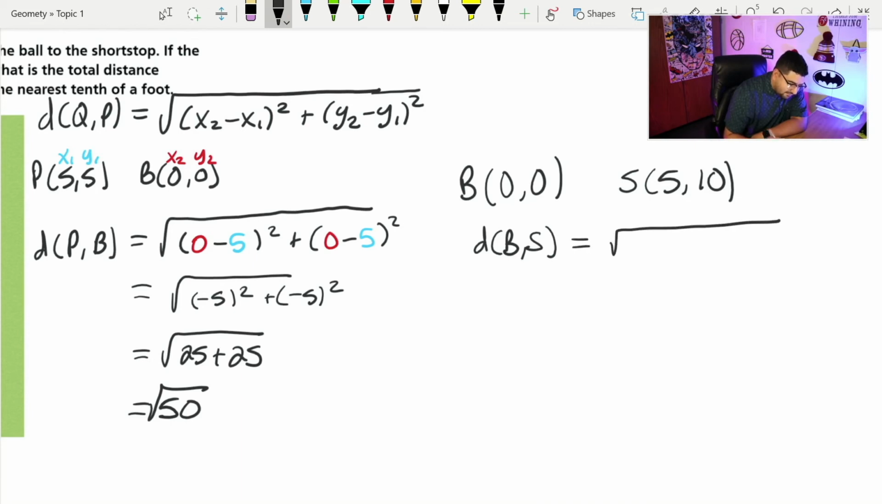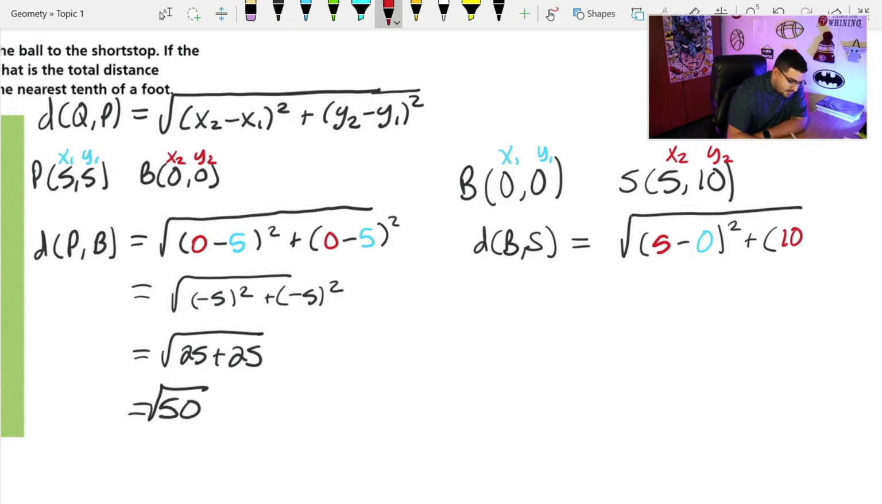Again, I'm going to label my points first. So the batter is at x1, y1 now, and the shortstop is now x2, y2. So let's plug these into the formula. We want the square root of x2, which is 5, minus x1, which is 0. And we're going to square that. And then we're going to add y2, which is 10, minus our y1, which is 0. We're also going to square that.